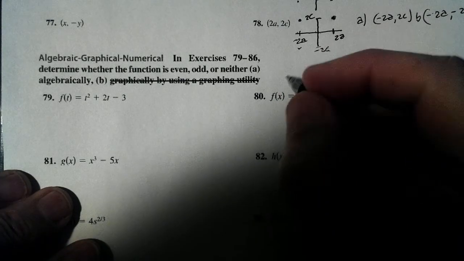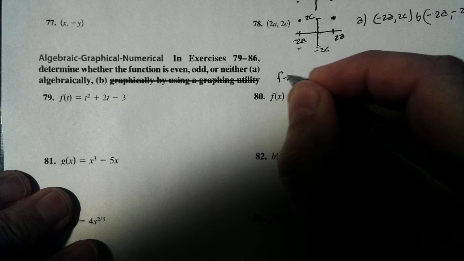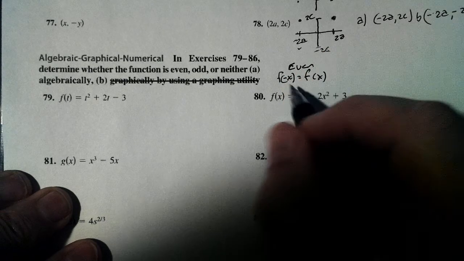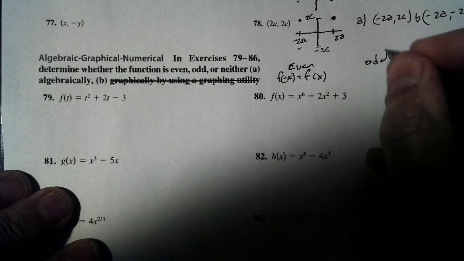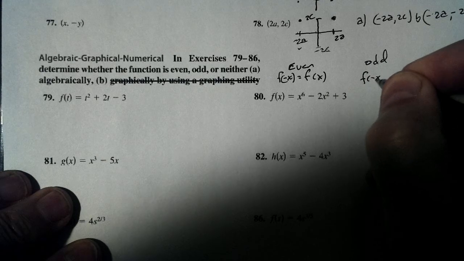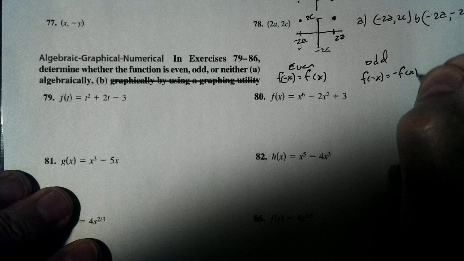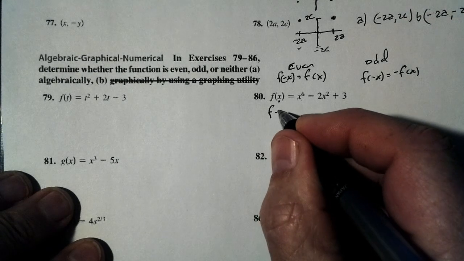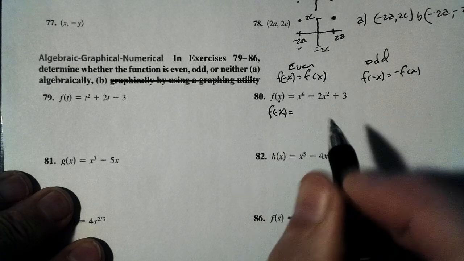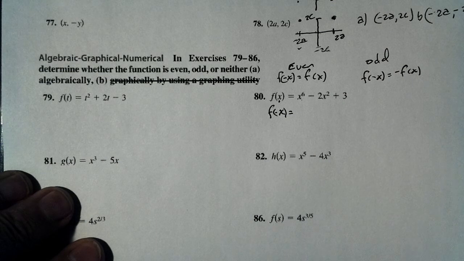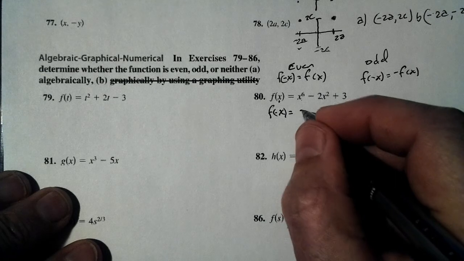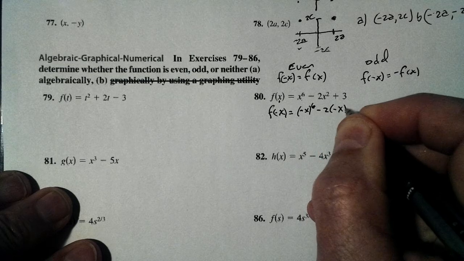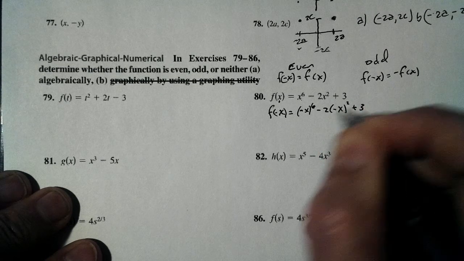What we want to do to determine if it's even, then f of negative x equals f of x. The height to the left equals the height to the right. If it's odd, the height to the left equals the opposite of the height to the right. This is the height to the right. I want to find out what happens with the height to the left. So I'm going to put negative x in this function, and I get negative x to the sixth minus 2 times negative x squared plus 3.